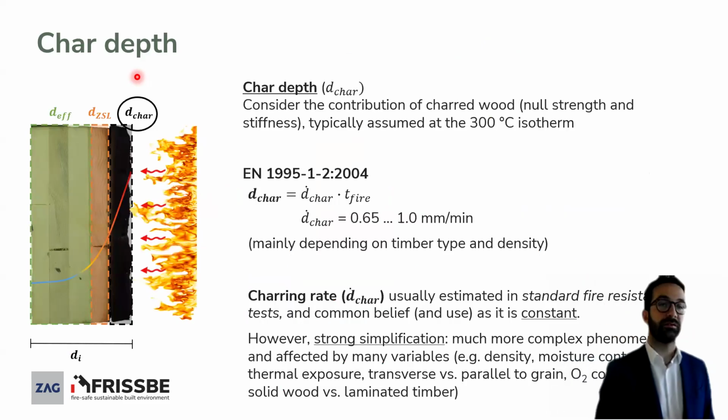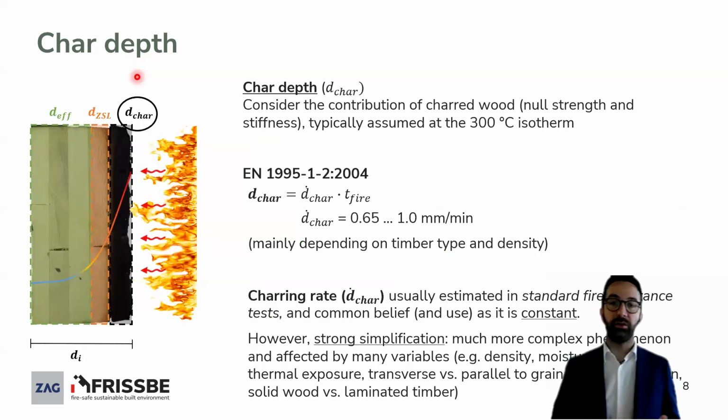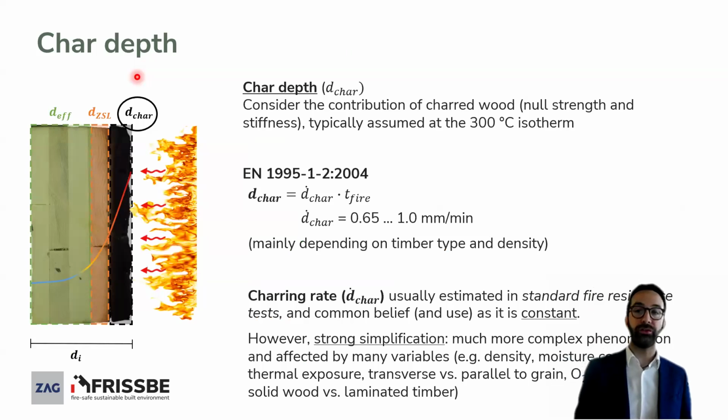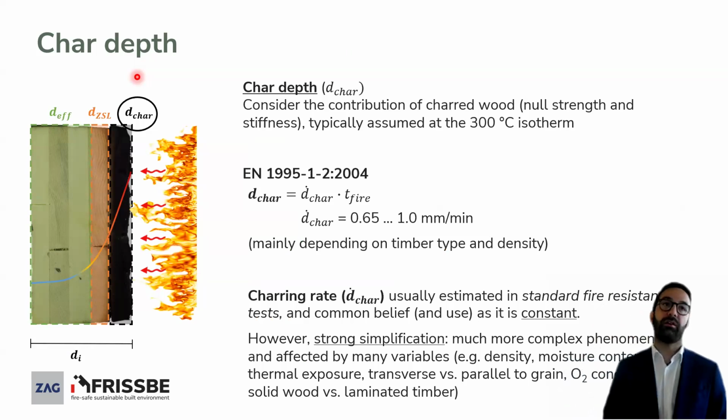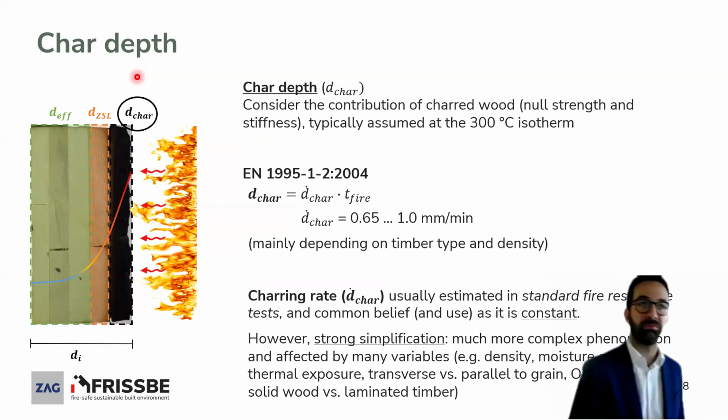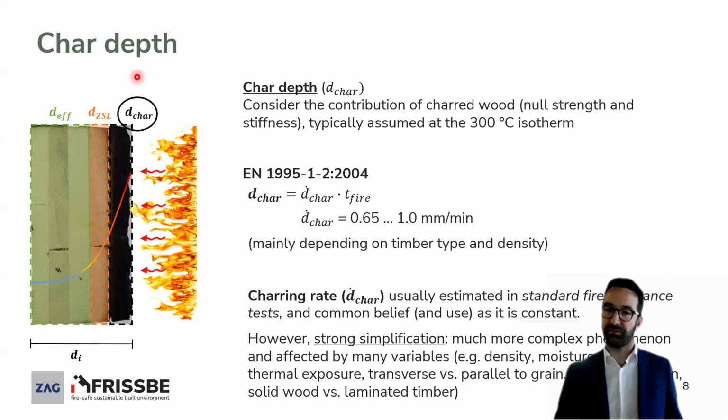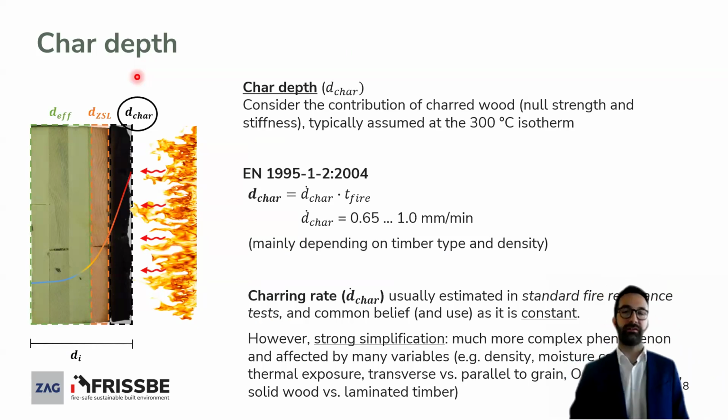The first one is we focus on char depth. So they consider the contribution of char wood, so no strength and stiffness, and we typically assume the temperature of charring to be something around 300 degrees, which is a quite rough assumption, but this is quite well established in the field. We can discuss how conservative or not conservative it is, but we can go into the details of that later.